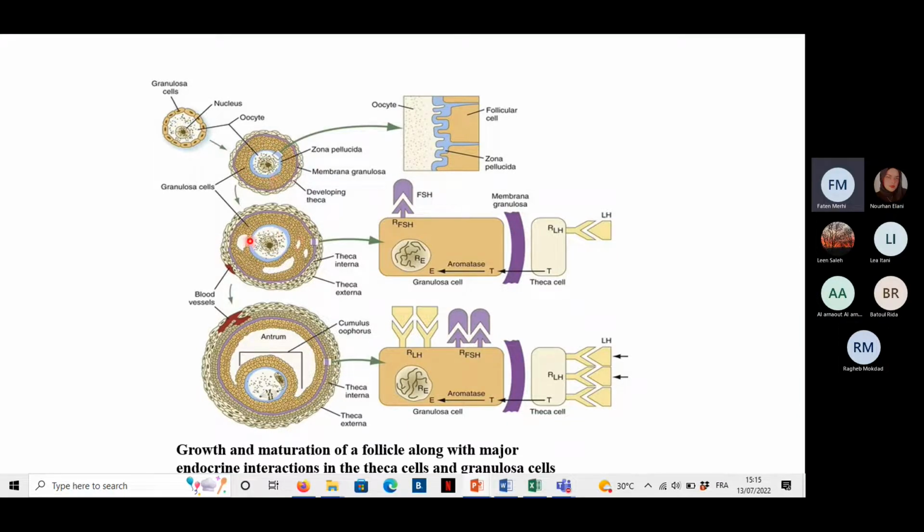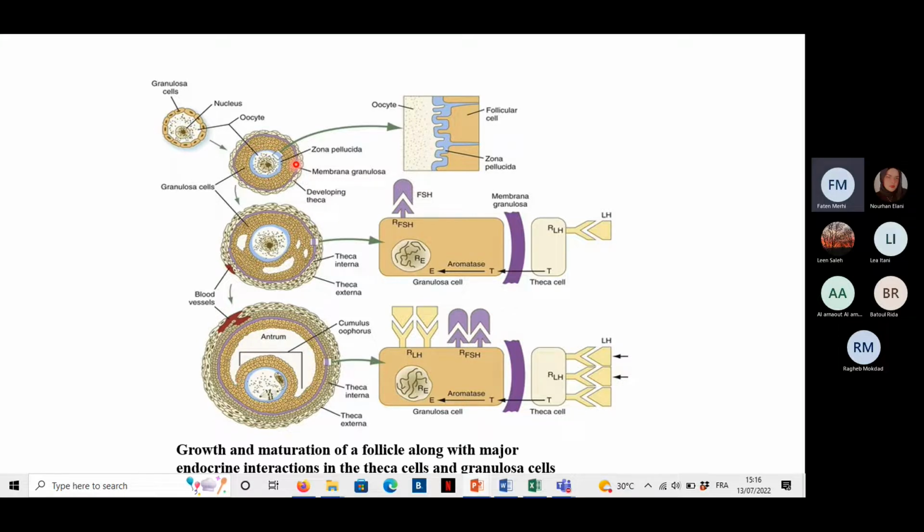And this is an early antral or a tertiary follicle, and this is a late antral follicle. The pre-ovulatory follicle will be the Graafian follicle. We can say that this is almost the Graafian follicle, okay? But the Graafian follicle has a little bit bigger antrum, and here the cumulus oophorus is forming like a stalk, okay? So this is an early antral, and this is a late antral follicle.